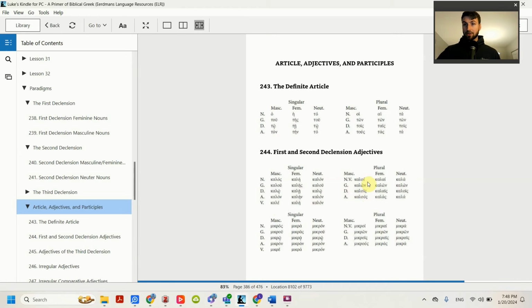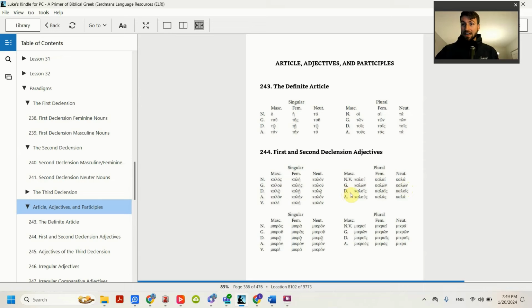Moving on to plural, notice here that masculine and feminine are the same, right? Except feminine has the alpha and masculine has the omicron. But they both end in that iota there. So that's helpful. But remember, neuter has the same, the nominative and the accusative plural with the a. Genitive, they are all the same. Kalon, kalon, kalon. So if you see on, there is a good chance it is genitive plural if it's a noun.